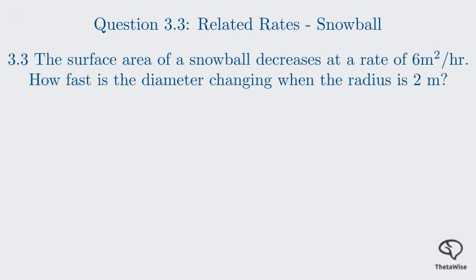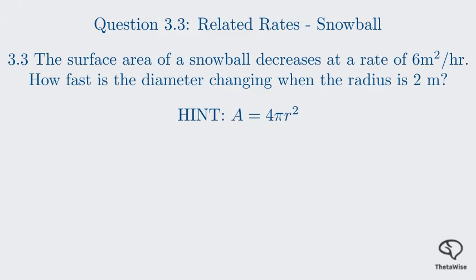Our next question, 3.3, is a related rates problem. This type of problem involves finding the rate of change of one quantity in terms of the rate of change of another related quantity. The problem states that the surface area of a snowball is decreasing at a rate of 6 square meters per hour. We need to find out how fast its diameter is changing at the exact moment its radius is 2 meters. The problem gives us a helpful hint. The formula for the surface area A of a sphere is 4 pi r squared.